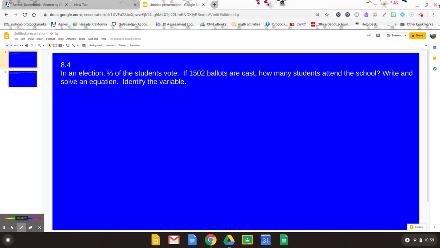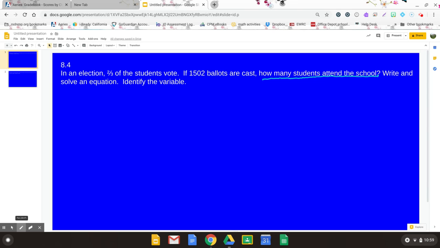In an election, 2/3 of the students vote. If 1,502 ballots are cast, how many students attend the school? Write and solve an equation. Identify the variable. So when you have these word problems, the first thing you should always do is figure out what are they asking you. They want to know how many students attend the school altogether.